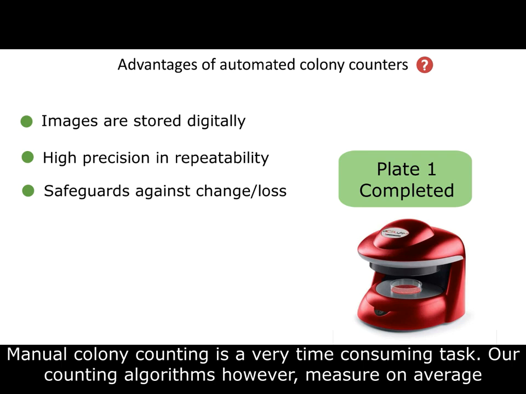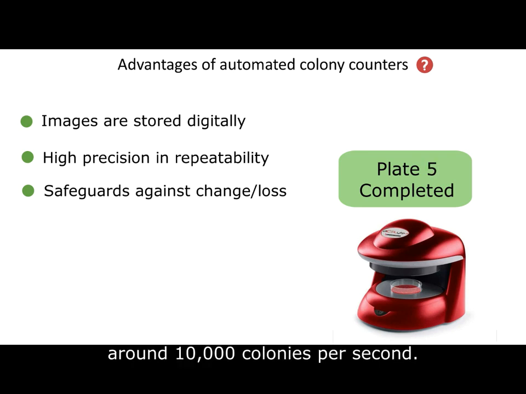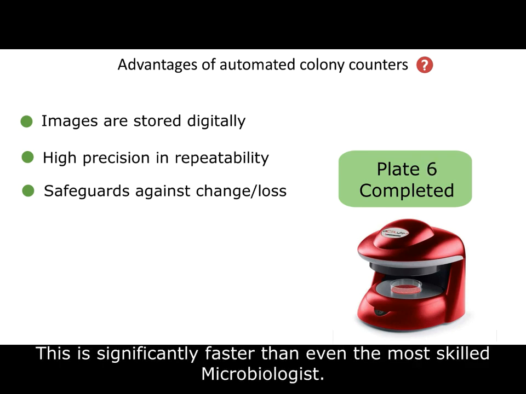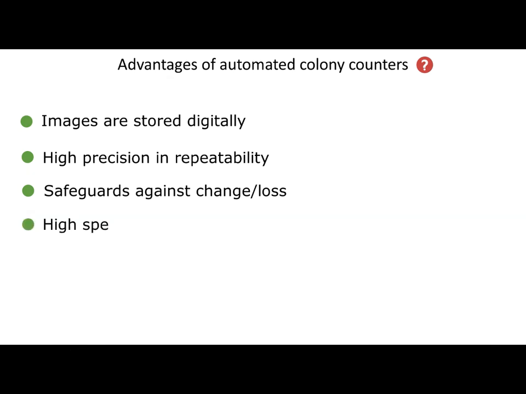Manual colony counting is a very slow and time-consuming task. Our counting algorithms, however, measure on average around 10,000 colonies per second. This is significantly faster than even the most skilled microbiologist.